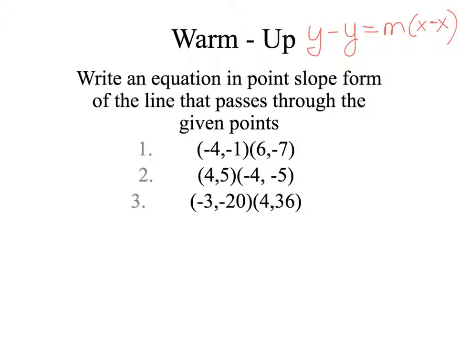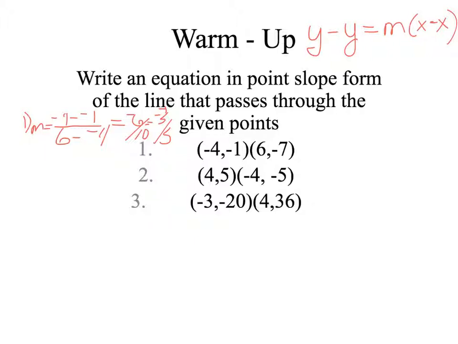So in the first problem, I'm going to do the first one over here. We need to find m, we need to find our slope. So m equals -7 minus a -1 over 6 minus a -4. When you go plus the opposite, that's going to end up giving me -6 over 10, which will reduce down to -3 over 5. -3 over 5. So now all you're going to do is plug that into the equation.